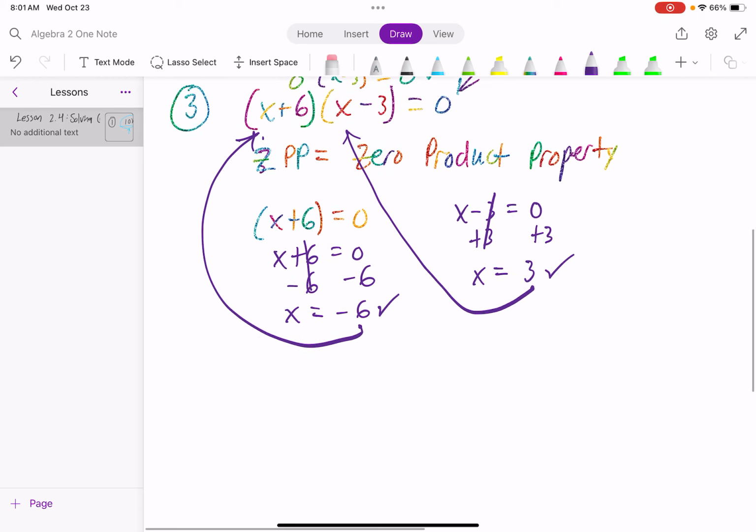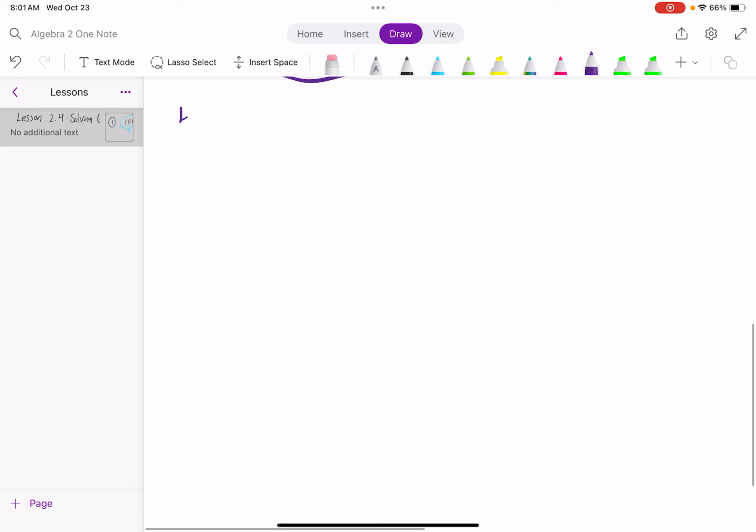Perfect. Now we're on to number 4. Number 4 says, solve x times x plus 5 equals 0 for x using ZPP. Same thing.